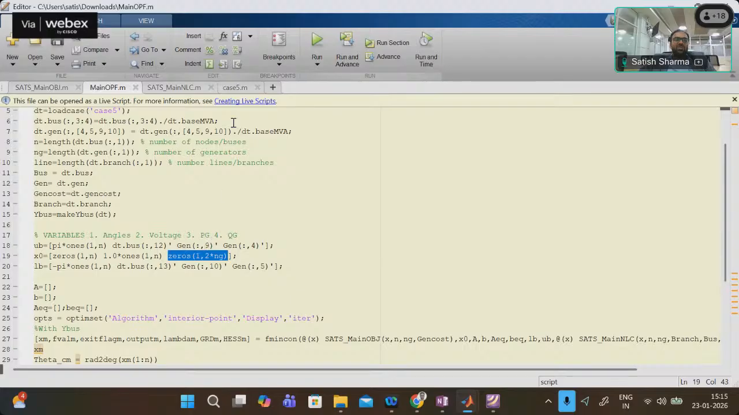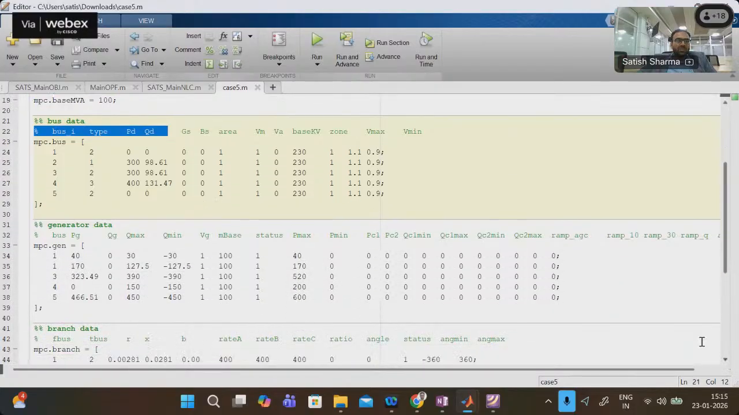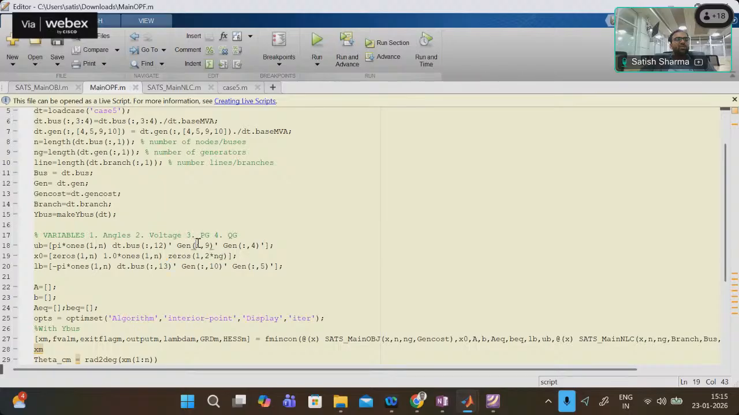The maximum values will be available in the generator information. The 9th column will provide you P max, the 10th column will provide you P min, the 4th column will provide you Q max, and the 5th column will provide you Q min. So this is what I have placed here: the 9th column gives PG max, the 10th column PG min, the 4th column Q max, and the 5th column Q min. So this is x naught, lb, ub, and A, B, Aeq, Beq we have already defined.